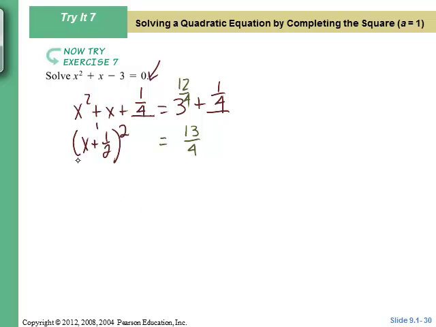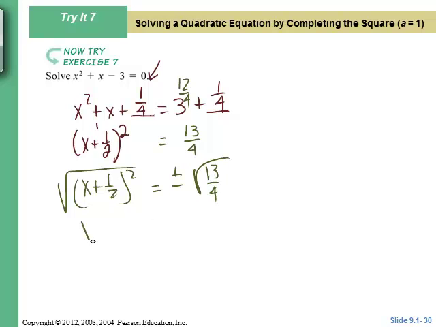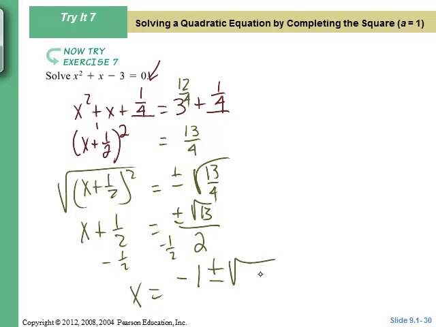So we have square root of both sides. X plus 1/2 squared square root equals plus or minus square root 13/4. X plus 1/2 equals plus or minus root 13 over 2. Subtract a half from both sides, and you get x equals negative 1 plus or minus root 13 over 2.